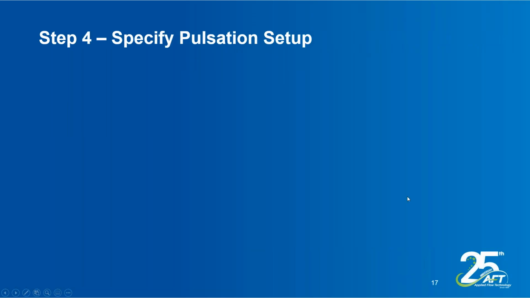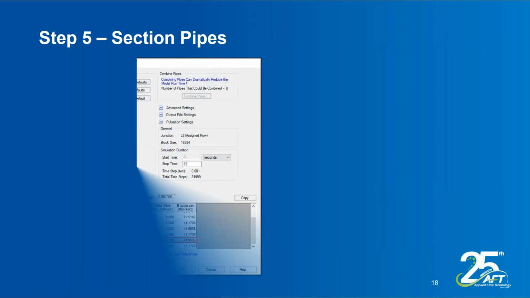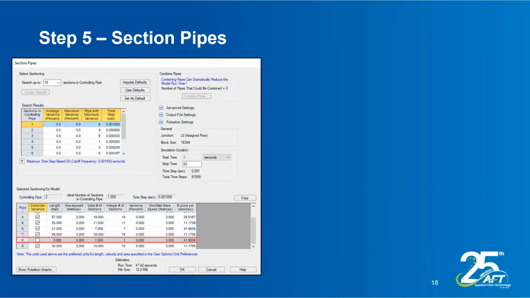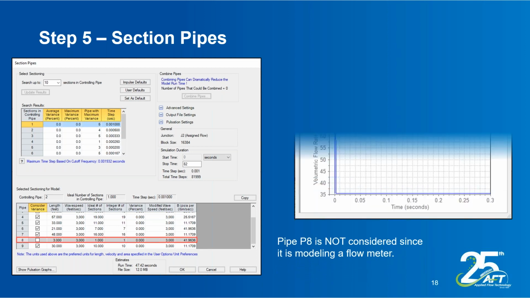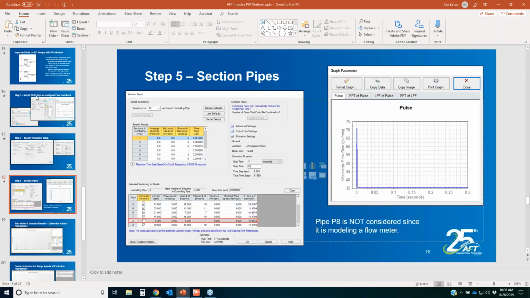All right. And then finally, after you specify your pulsation setup, you're going to section your pipes, and that's what will break the pipes up into bits. And one of the key things in this system is that pipe 8 is not going to be considered in a pipe section. It's a very short pipe, which is simply modeling a flow meter. So this is where we have the ability to ignore that pipe.